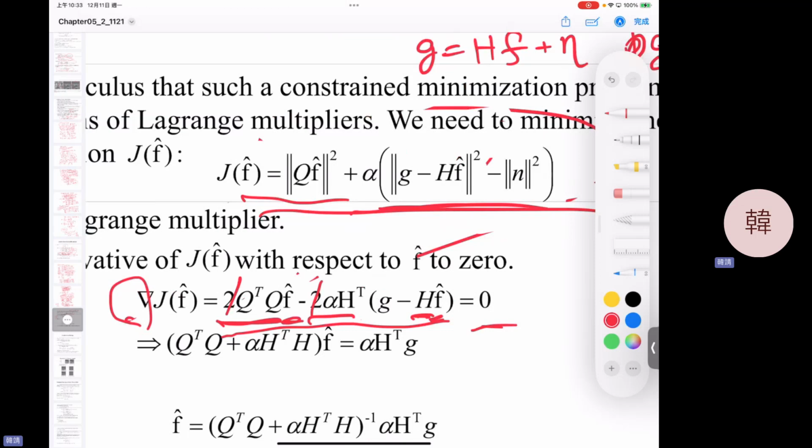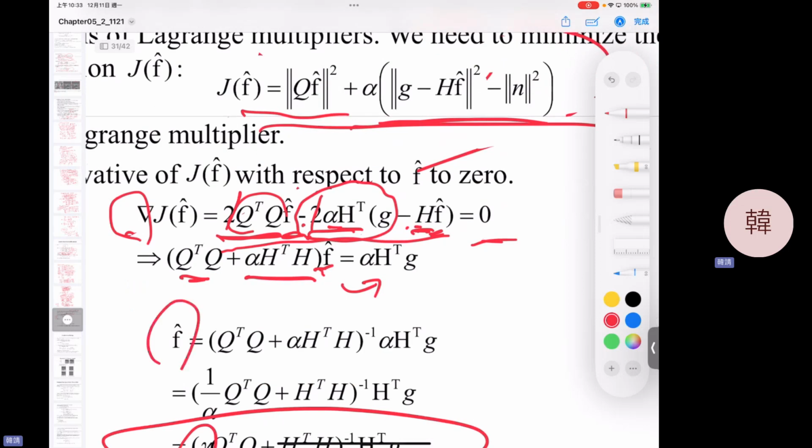So you can see for the f hat, they have the first term here. The second term is minus times minus, which becomes alpha h transpose times h. So there's only the coefficient combined for this f hat estimate image. And the other term is here. So move to the right hand side, equal to alpha h transpose g. G is your observed image. So our final result will become like this one.